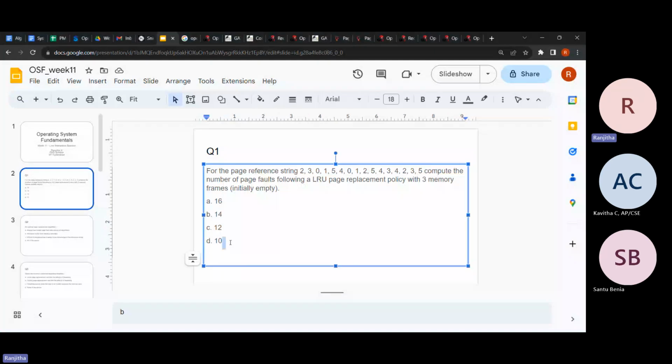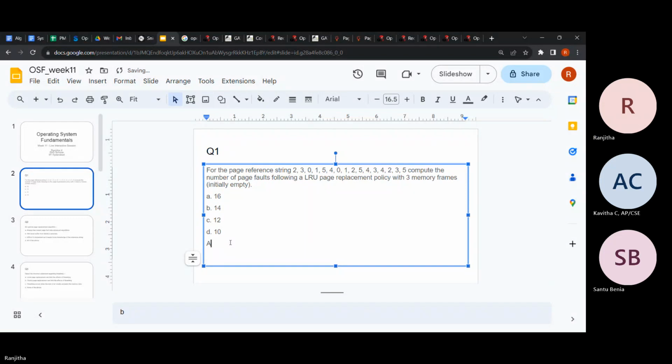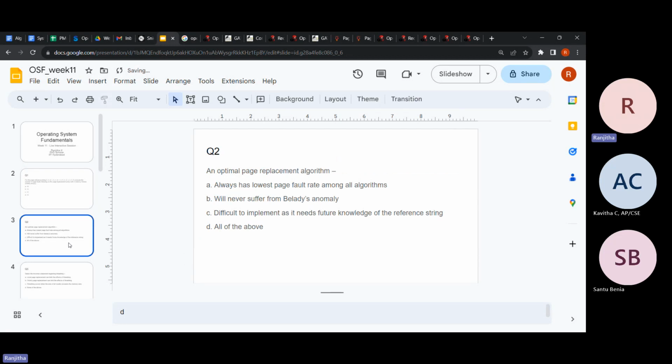And so this was the question that was discussed, and here the answer is B. So the next question is: an optimal page replacement algorithm always has the lowest page fault rate among all algorithms. Yeah, so as we discussed, the optimal page replacement algorithm will have the lowest page fault rate, and it is actually used as a benchmark of measuring.